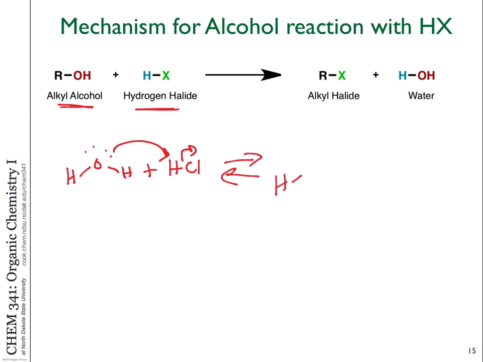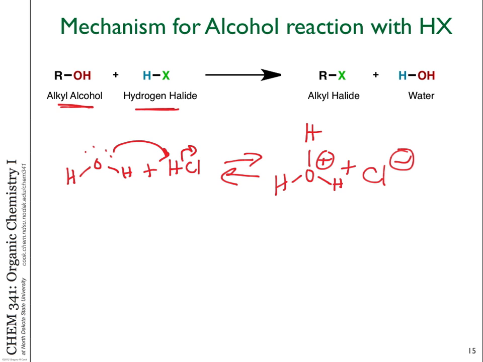You form a hydronium ion, okay, plus Cl minus. Hopefully you know that process, right? That's what happens when you dissolve HCl in water. So what do you think might happen if you take an alkyl alcohol and react it with a hydrogen halide?